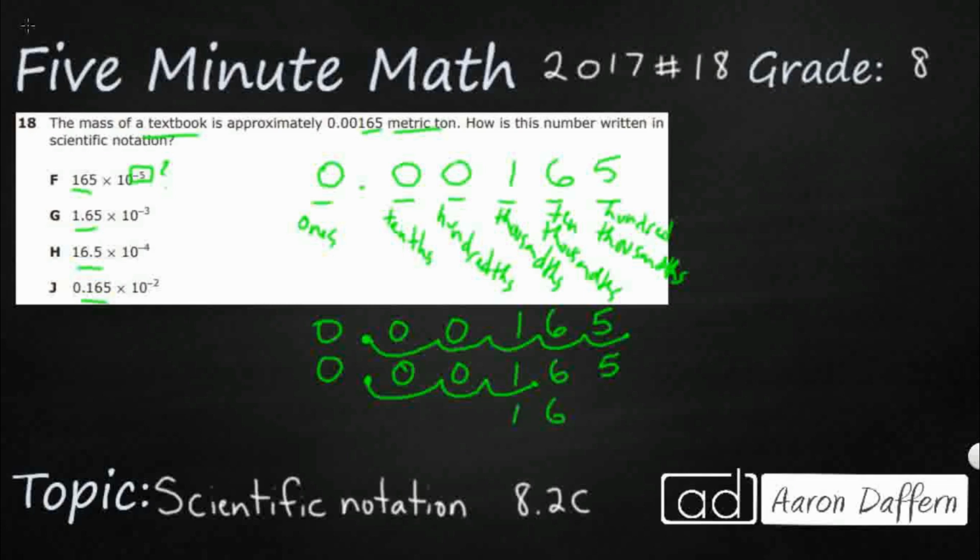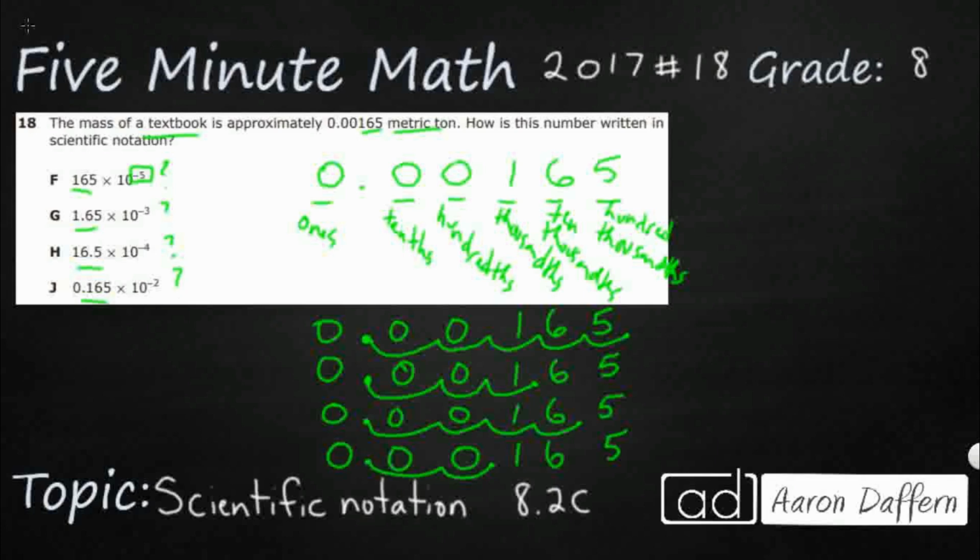16.5 times 10 to the negative 4. All right, so let's put a decimal right there. 1, 2, 3, 4. It's looking good. All three of those are getting us possibilities there. So 0.165 times 10 to the negative 2. 1, 2. All right, so that doesn't help us.